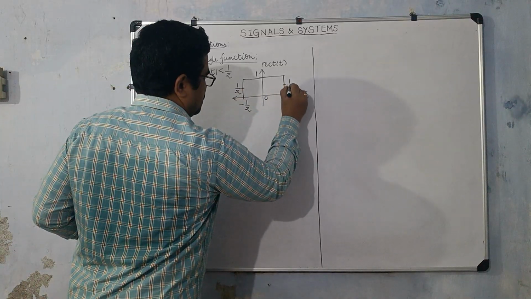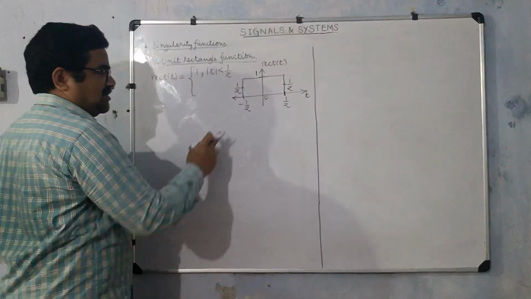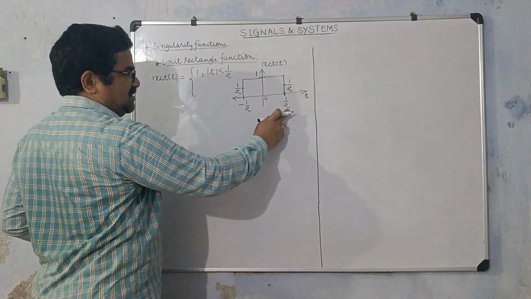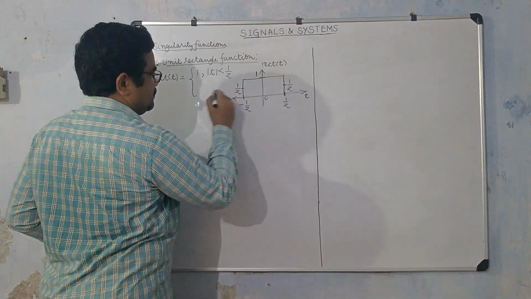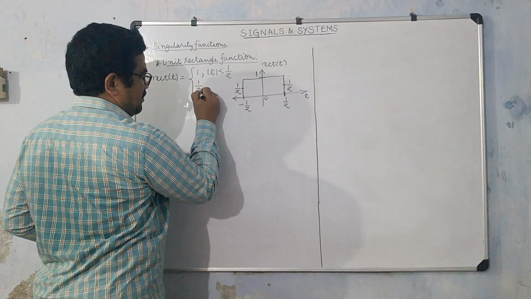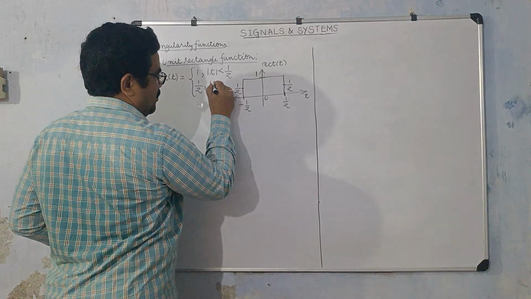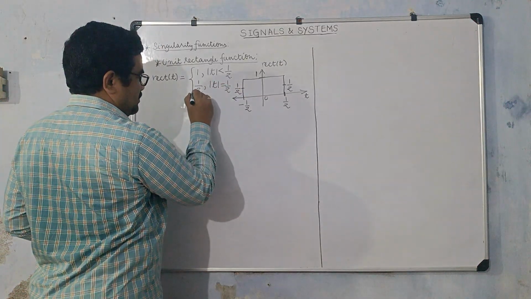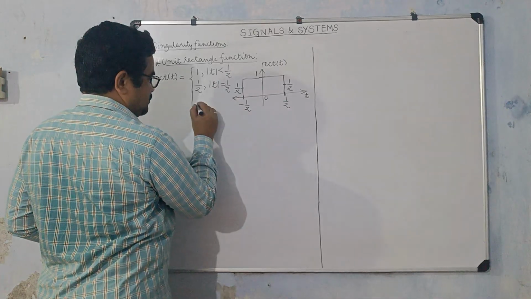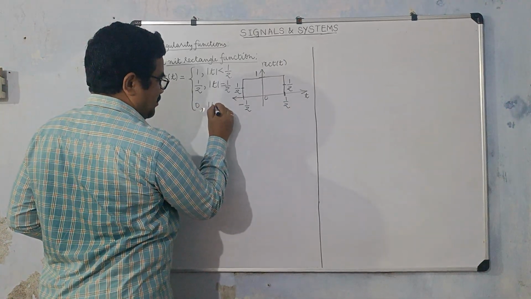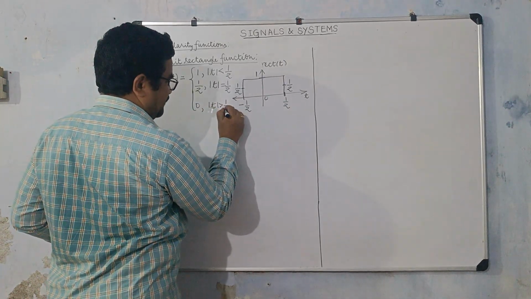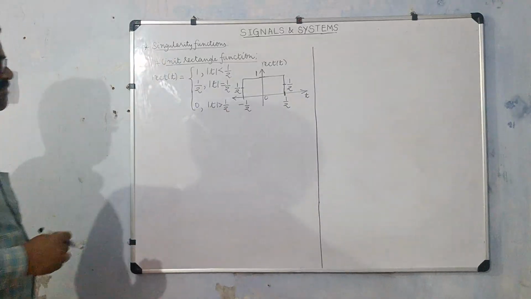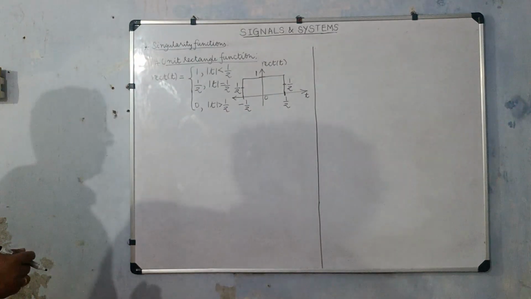And at plus half and minus half, its amplitude is 1 by 2. Okay, so here at t is equal to minus half and plus half, its amplitude is equal to 1 by 2. So 1 by 2 for mod t is equal to half. And outside this it is 0. So 0 for mod t greater than half. So this is what is my unit rectangle function.